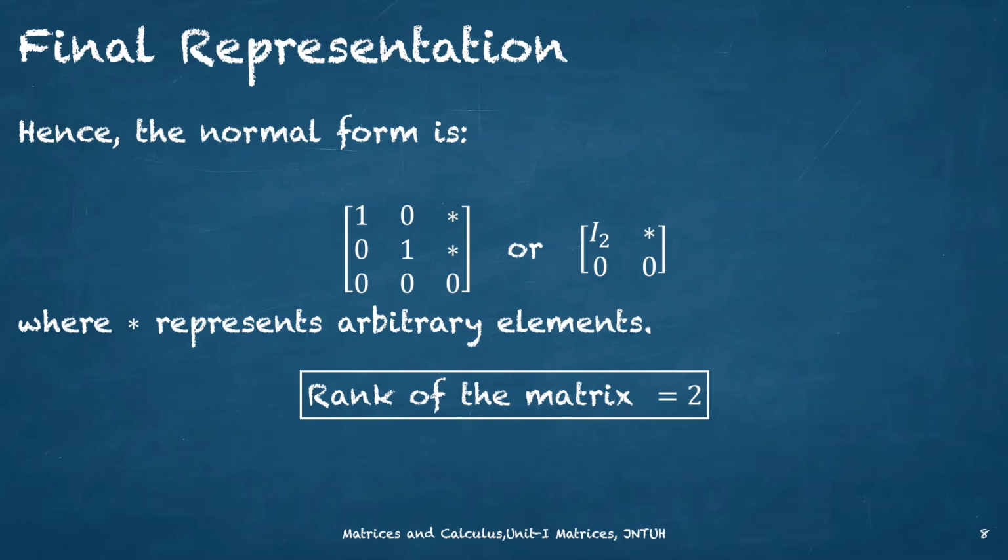Here, the symbol star means that the elements in that position can be any number. They are arbitrary. This structure can also be written in a compact form as a block matrix, identity matrix I sub 2 on the left, and arbitrary values on the right, followed by a row of all zeros. From this final form, we can clearly see that the rank of the matrix is 2.